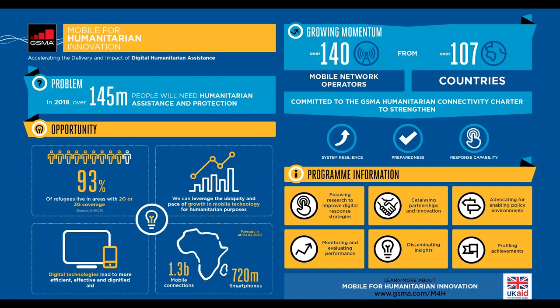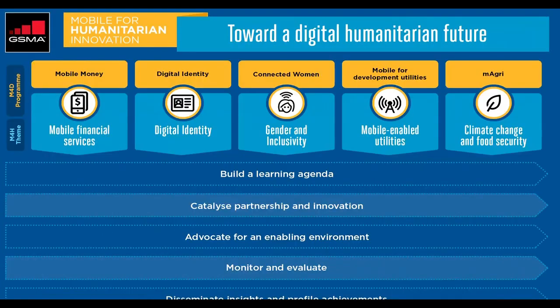As you can see from this graphic, over 90% of refugees live in 2G or 3G coverage areas, but we appreciate that there is still a long way to go to ensure that everyone has equitable access and can use mobile technology in a meaningful way. We understand that mobile is not a silver bullet, but we do believe that in the right context, and in the ways that it's leveraged, there is potential for it to really help within the humanitarian sector.